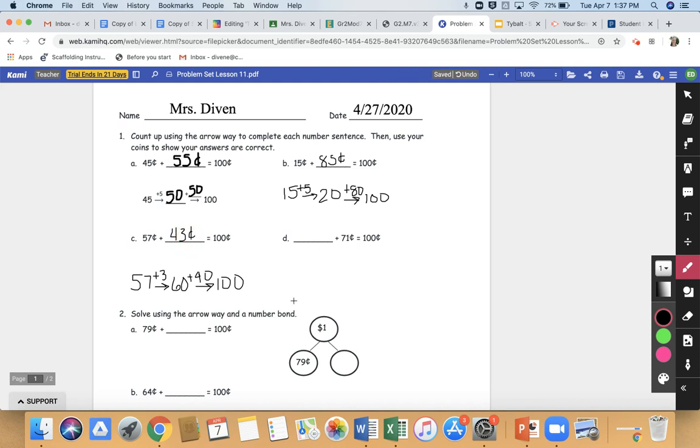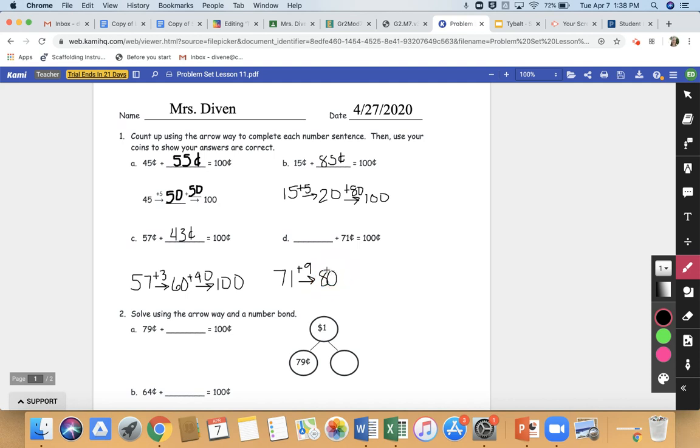Okay, and last letter D, we need to go backwards on this one. So we need to find what we need to add to 71 cents to get us to 100. So we will start in this case with the 71 cents, and I want to get us to the next 10. So 71 cents plus 9 is going to get us to 80 cents. So we've got 80 here.